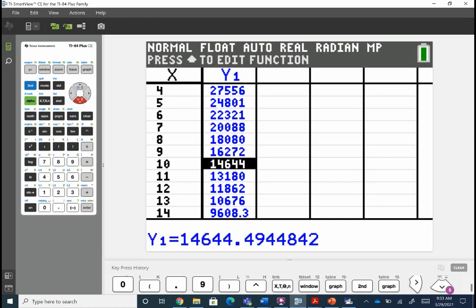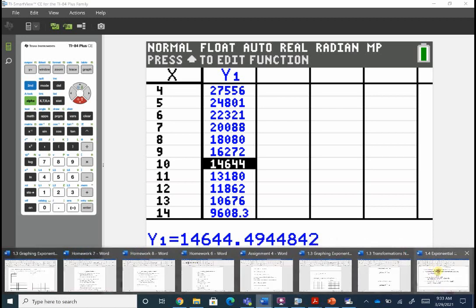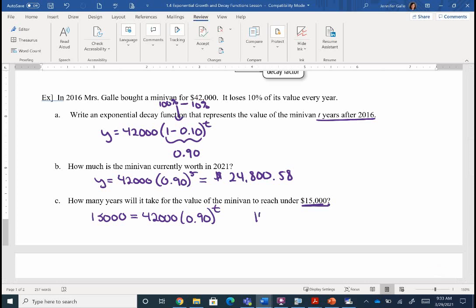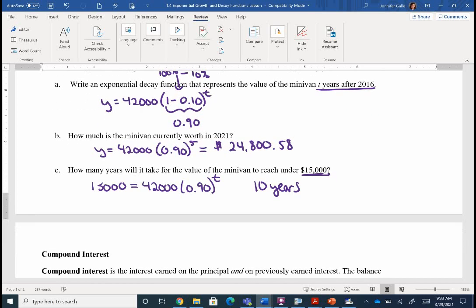So it looks like I could have my minivan for 10 years, and I should still be able to get, it'll be a little under, but probably around 15,000 for my trade-in, as long as we keep it in good shape. So it's going to take me 10 years, approximately.